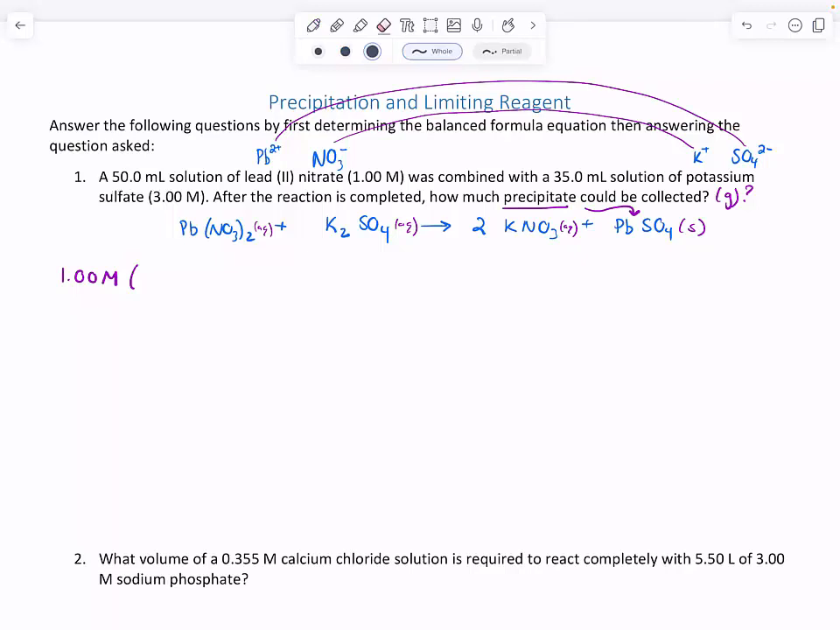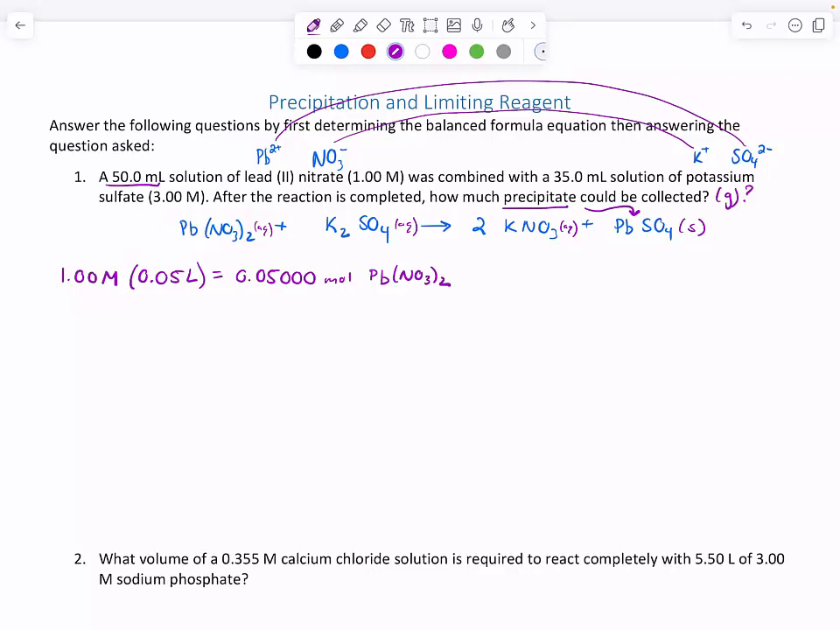This is in milliliters. And since that's in milliliters, I'm going to convert that in my head to liters. If you need to do it on paper, you go right ahead. So that's going to lead to 0.05000 moles of lead 2 nitrate.